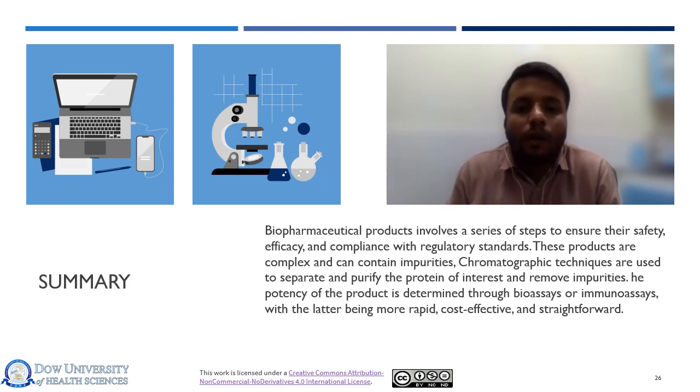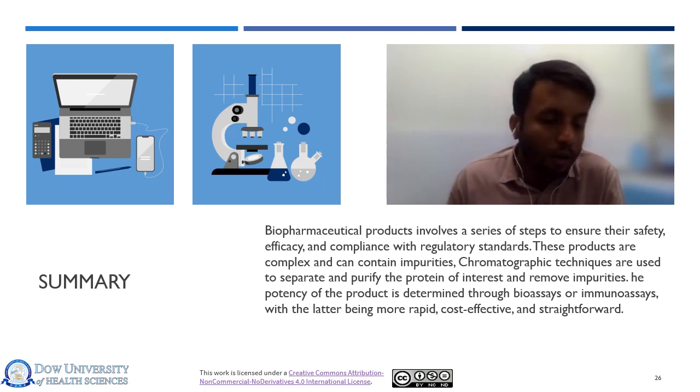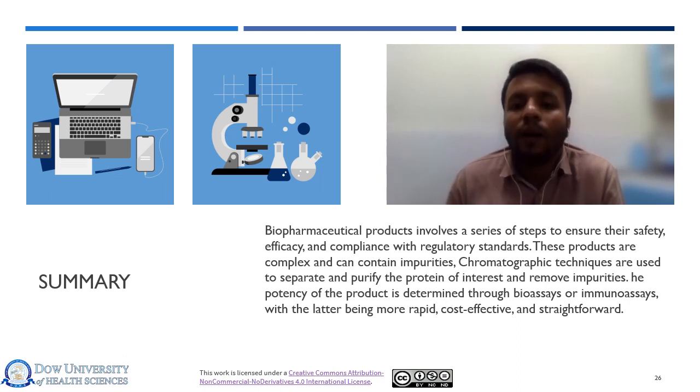In summary, the biopharmaceutical products involve a series of steps that is required to ensure the safety and efficacy and their compliance with the regulatory standards. These products are complex and can contain impurities, which is why chromatographic techniques are used to separate and purify the proteins of interest to remove these impurities, and the potency of the product is determined through bioassays or immunoassays, with the latter being the more rapid, cost-effective, and straightforward one.